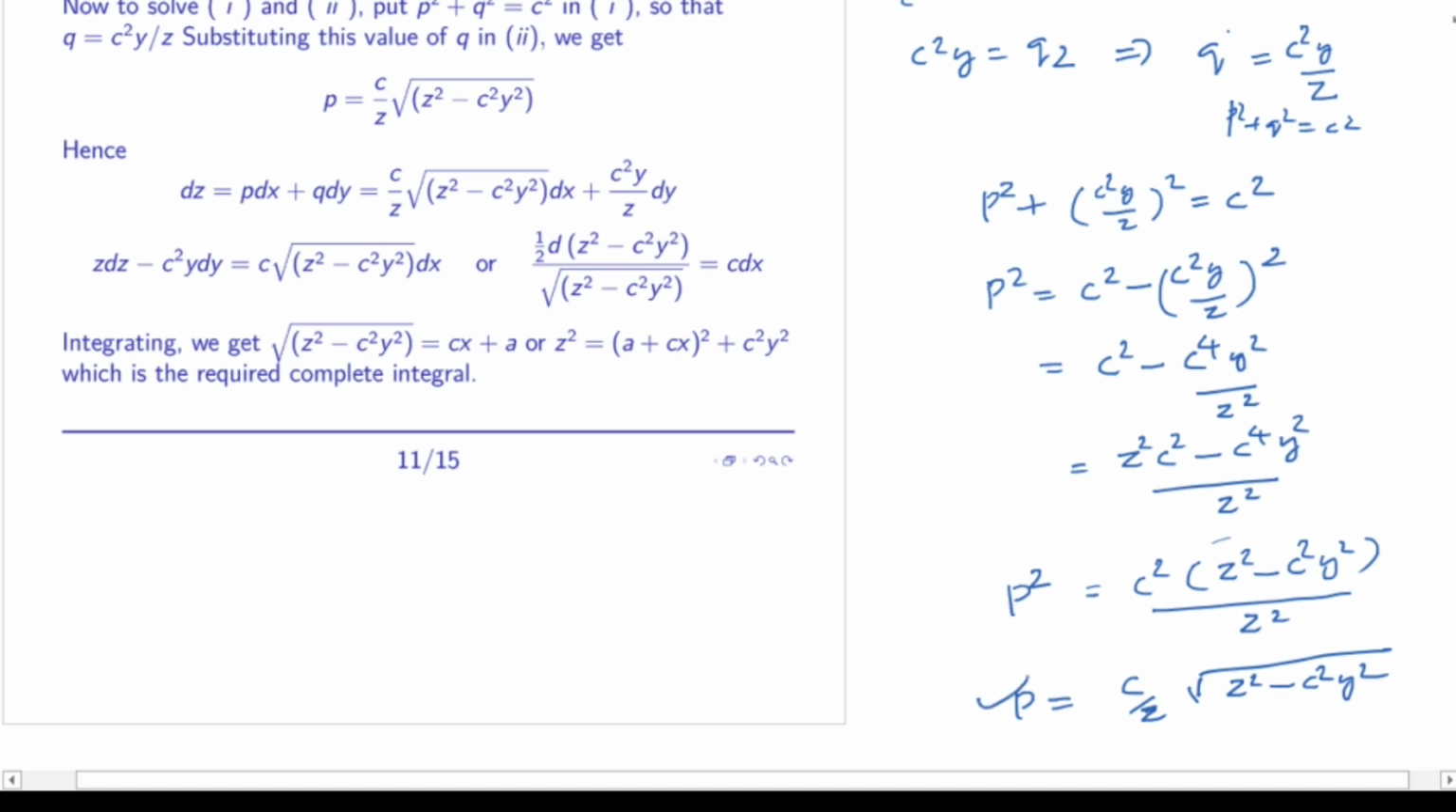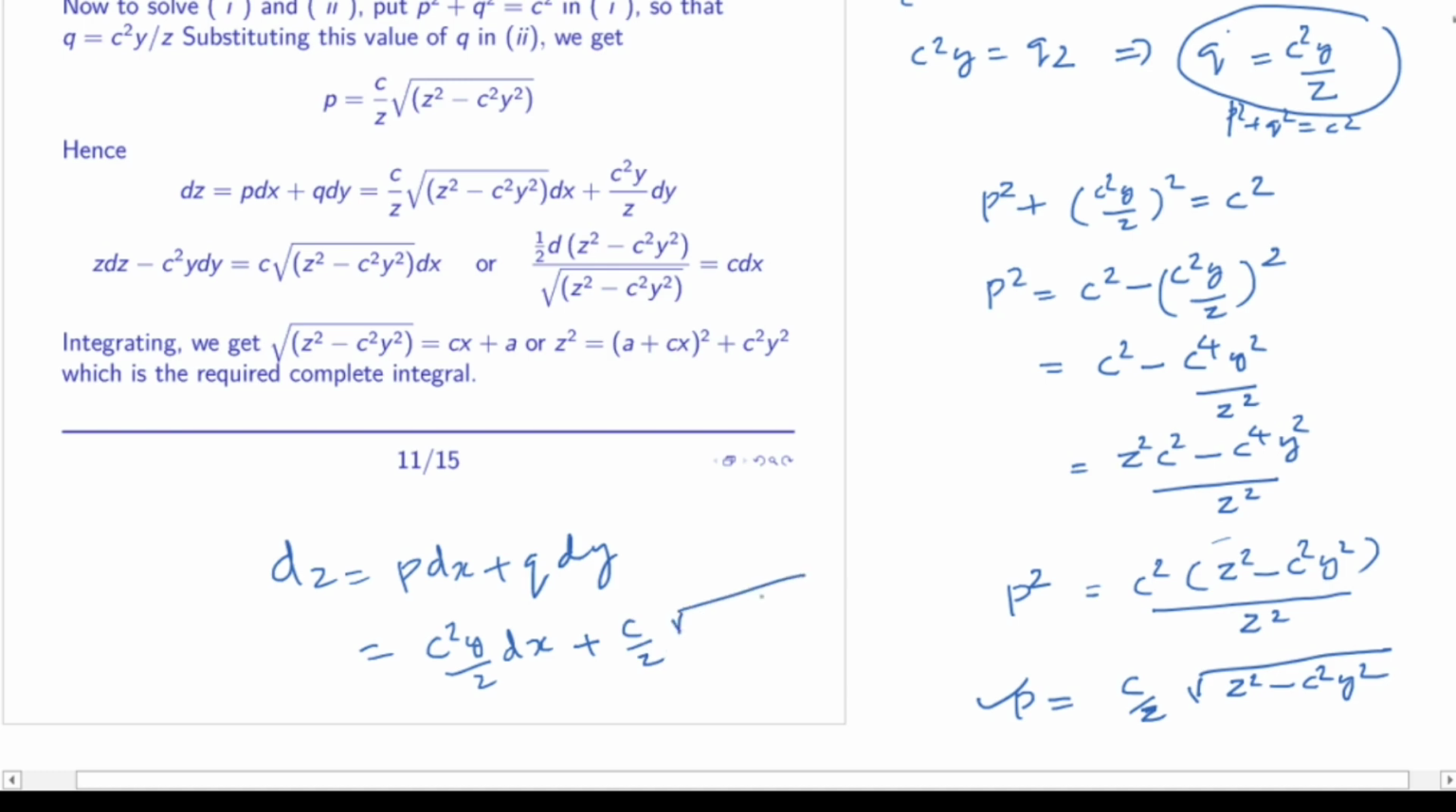So now we get p and we also get q. So we can form the equation dz is equal to p dx plus q dy. So we can substitute p here: c by z into square root of z square minus c square y square dx, plus c square y by z dy.